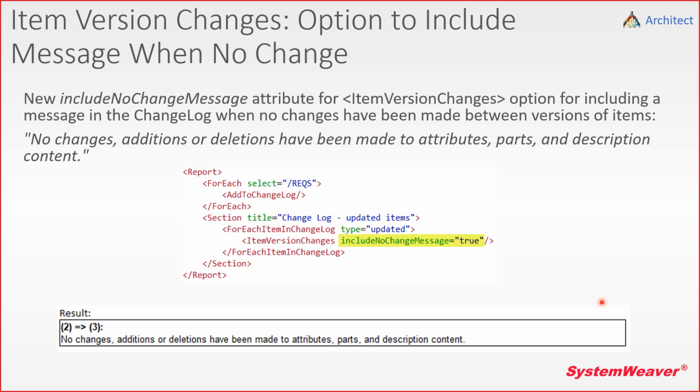So here's an example for an updated item's changelog with include no change message equals true. And so here between versions 2 and 3 of this requirement, there were no changes, but a new version was taken out. So this allows you in the output file to run a search for this text to see how many times did someone take out a new version without any changes being made. So that was a feature request we got from a customer.